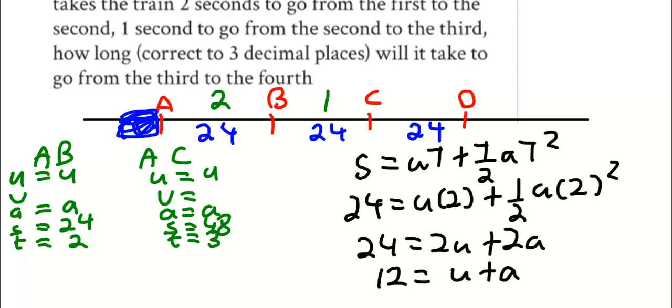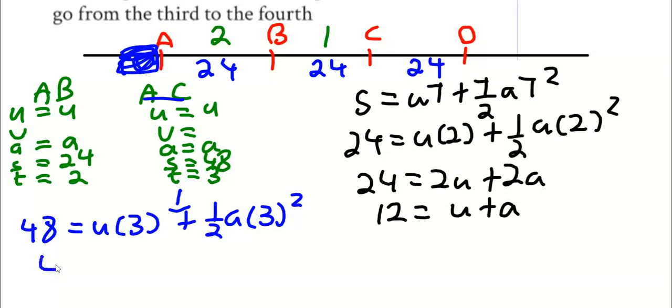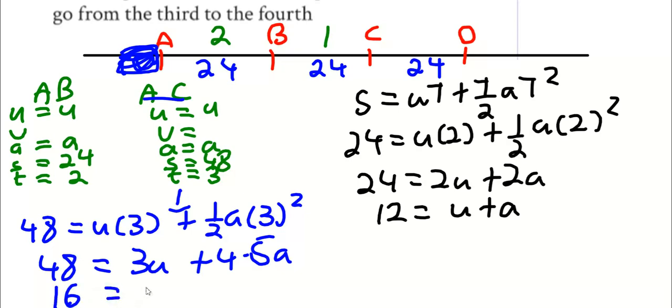Now using the same data for A to C, we're going to do exactly the same thing. We're going to get 48 for the S value equals U times 3 plus a half A times 3 squared. And this time we're going to get 48 equals 3U plus 4.5A. I'm going to divide this by 3 to get 16 equals U plus 1.5A.